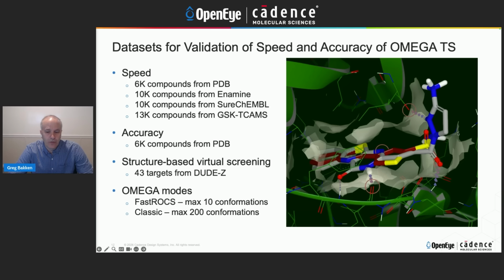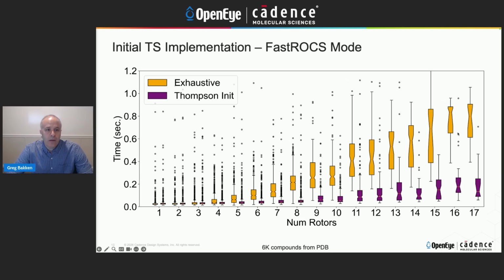So to start with, we're going to think about speed, and we're going to do this by looking at the initial implementation of Thompson sampling, and we're going to look only at the set of 6,000 compounds from the PDB. So these are 6,000 ligand co-crystal structures. Later on, when we look at speed in our optimized version of Thompson sampling, we'll also consider randomly selected sets of 10,000 compounds from both Enamine and Sigma-Aldrich, as well as 13,000 drug-like molecules from a set from GSK.